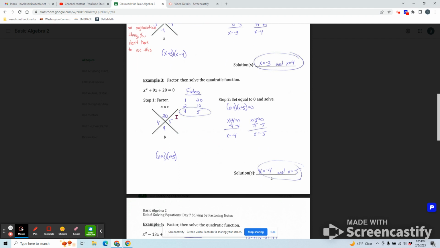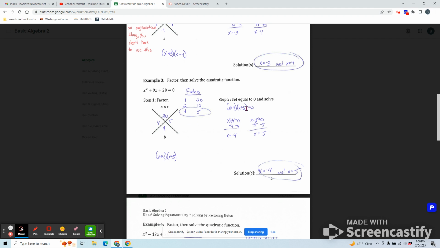So example 3, same thing. You don't have to use this. It's an organizational thing. I would, though, remind you to list the factors of the last term. Factors of 20, 1 and 20, 2 and 10, 4 and 5. Signs go plus, plus, so that means everything's positive. And I figure out which ones add to give me the positive 9x. Well, that would be the 4 and the 5 add to give me that.